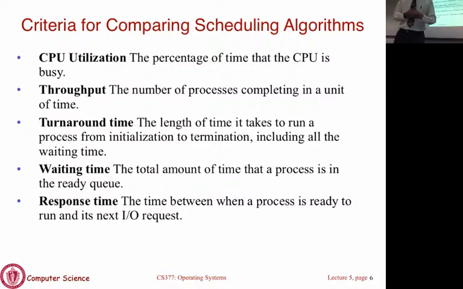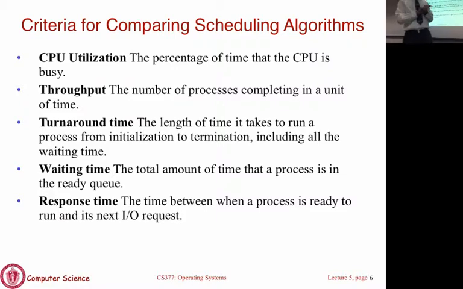Okay? Now you might say these all sound like good things to do. Maximize CPU utilization sounds good. Why not maximize the usage of the CPU, maximize throughput, turnaround time, waiting time, they all sound like good goals. Why would you not try to optimize some of them or all of them?